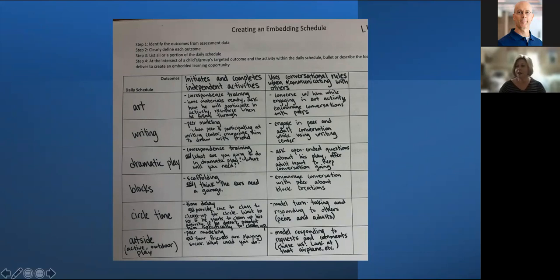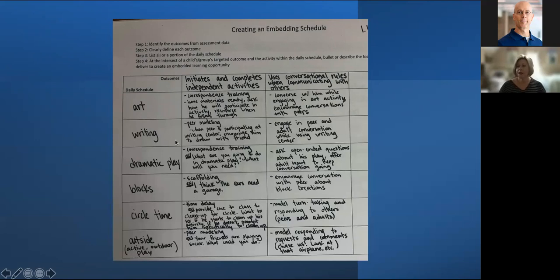And the second is to use conversational rules when communicating with others. So that's like taking a turn in a conversation and initiating and completing independent activities. So the teacher identified some activities during the day when the child could work on those goals: art, writing, dramatic play, blocks, circle time, and outside.